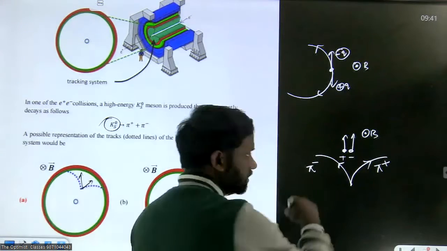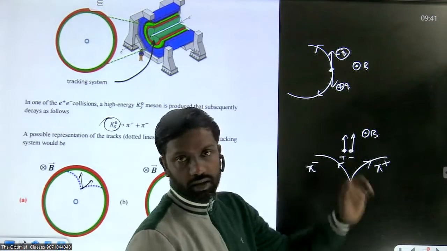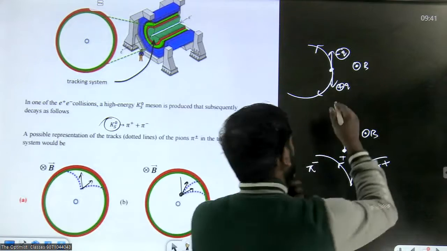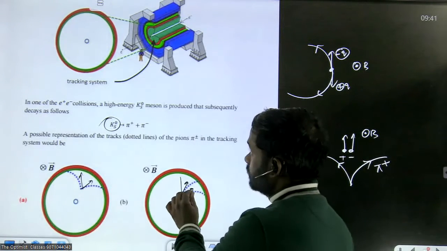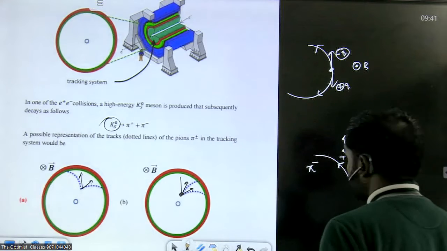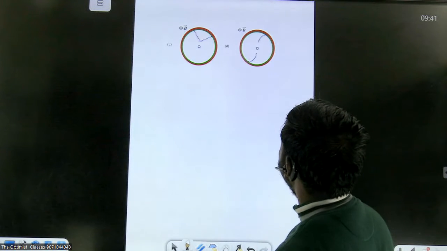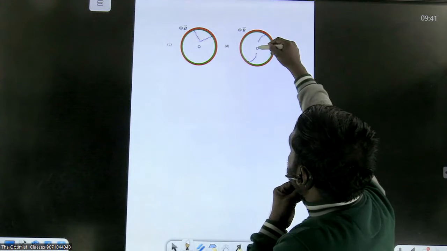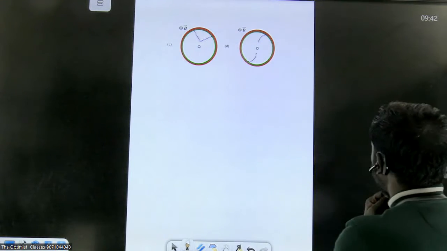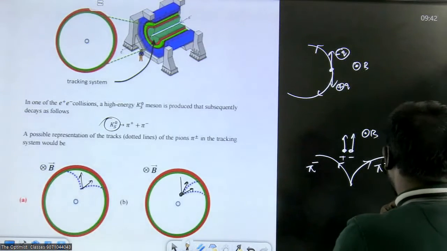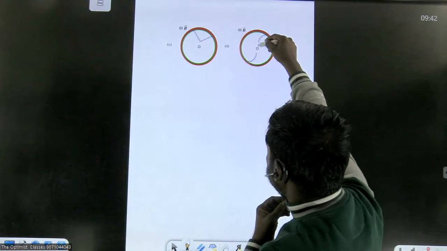But this kind of path we can get only if initially they are moving in the same direction. If they are moving in opposite directions, we will get this kind of path. From the figure, it looks as if they are all in the same direction. But this path is not appropriate, because if they are going in opposite directions, we should be getting this kind of path. So this D option is not appropriate because it shows the opposite path.